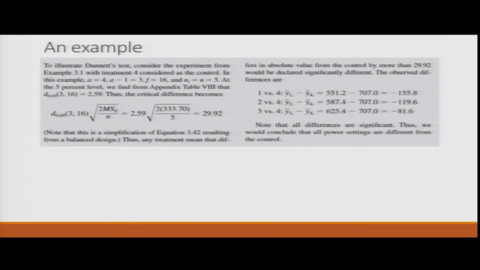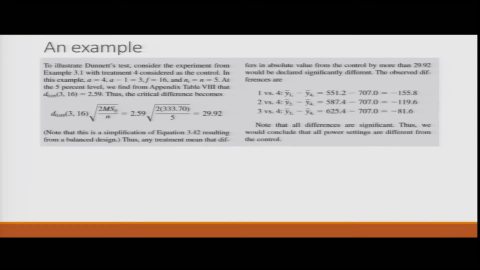To illustrate this Dunnett test, consider the experiment from example 3.1, which is the etching example. The treatments are 4 in number, so a is 4, a minus 1 is 3, f is 16 because that is 20 minus 4, and the n i's, because all of them are equal, are 5. So, n1, n2, n3, n4 are all 5. At the 5% level, using table 8, the value of d with the corresponding alpha, a minus 1 and f comes out to be 29.92. Based on that, we find the differences. The observed differences are given where I am pointing my finger.